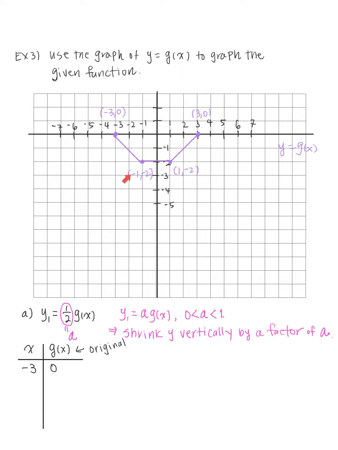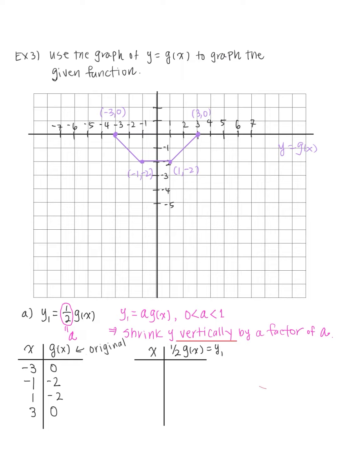And the next one, we have -1 comma -2, which means that when x is -1, our y value, which is the value of g of -1, becomes -2. And the next one is going to be 1 comma -2, and the last one is 3 comma 0. Now let's make a chart for x and 1/2 g of x, which we're calling y sub 1.